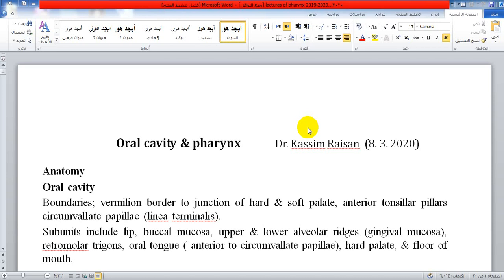Our lecture today is about the oral cavity and the pharynx. We start with the anatomy of the oral cavity. The boundaries of the oral cavity start from the vermilion border of the lip to the junction of the hard and soft palate, anterior tonsillar pillars, and the circumvallate papillae.